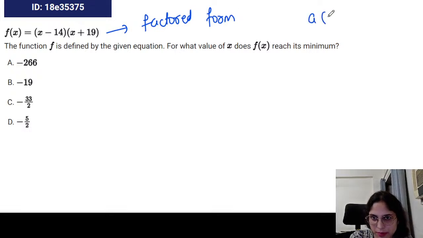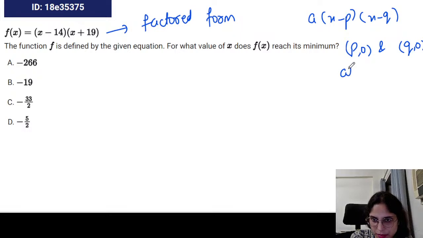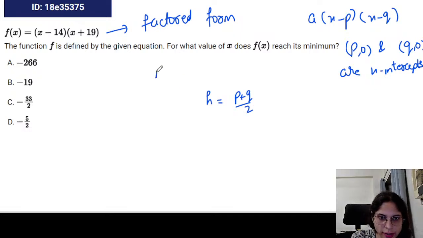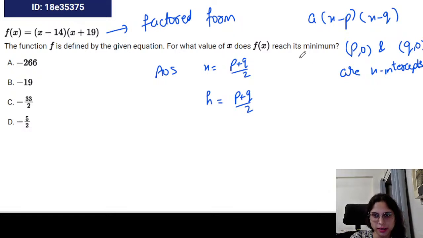So if you have a times x minus p times x minus q, p comma 0 and q comma 0 are your x-intercepts. And your h value is p plus q over 2, and your axis of symmetry is x is equal to p plus q over 2. That is everything about the factored form.